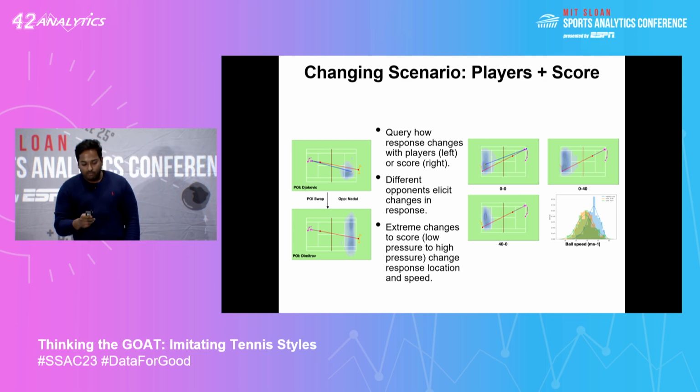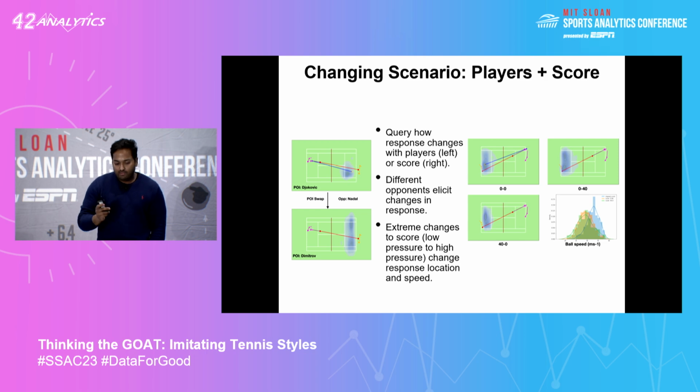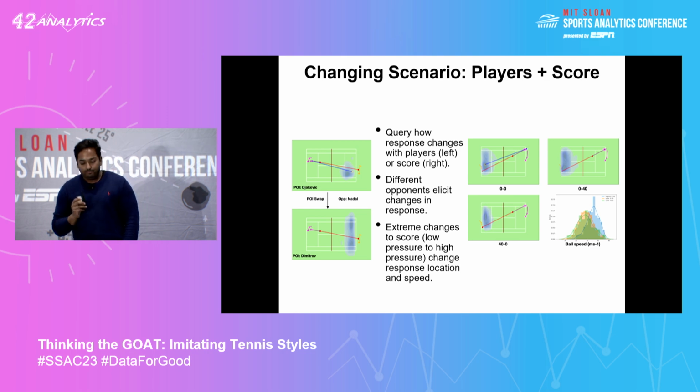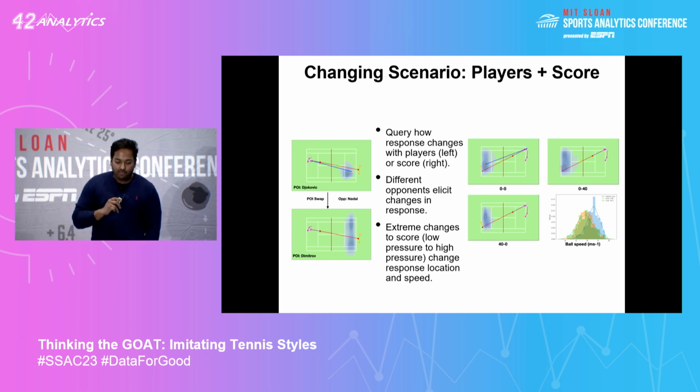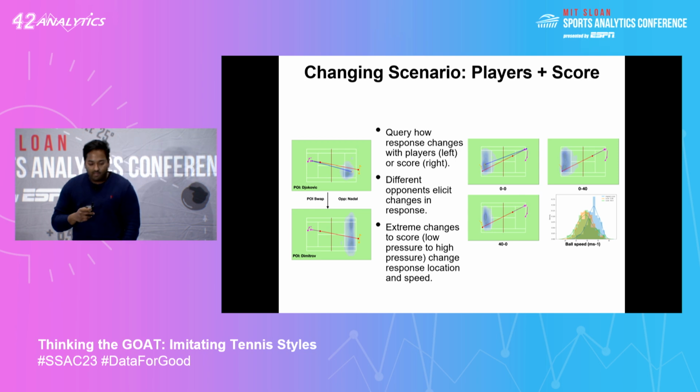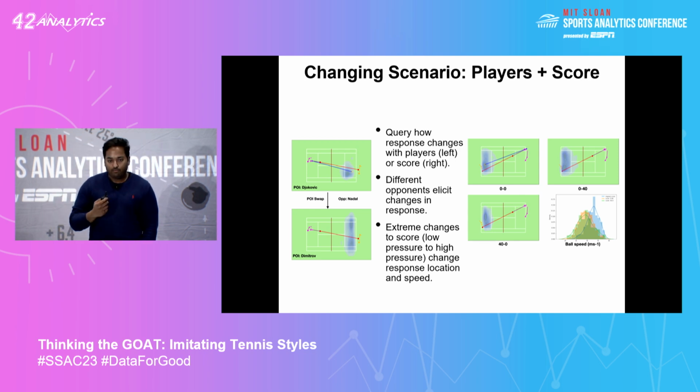I can also explore what happens at different scores. On the right-hand set of diagrams, top left, love all, the original score, response map with the ground truth indicated. And then I can also explore what happens if the score were to be love-40 or 40-love, and their respective speeds. So this gives us a great deal of insight into how player response changes with different opponents, different players, different scenarios.